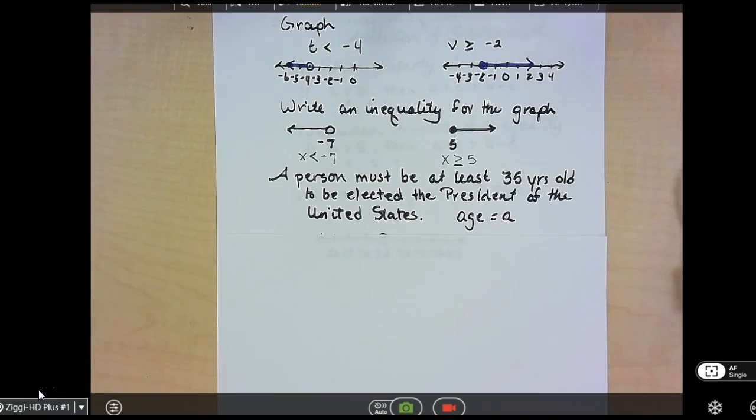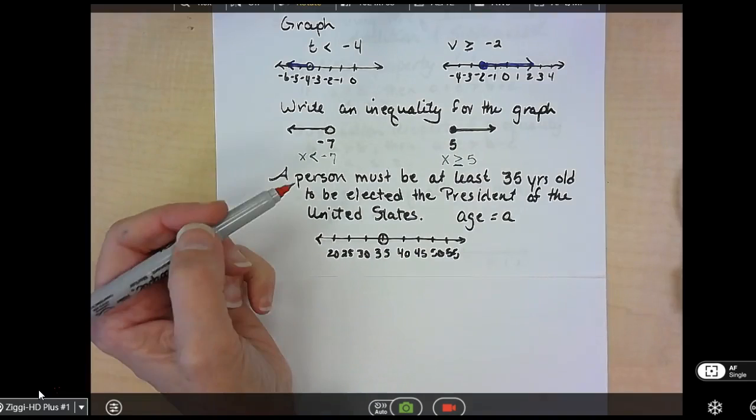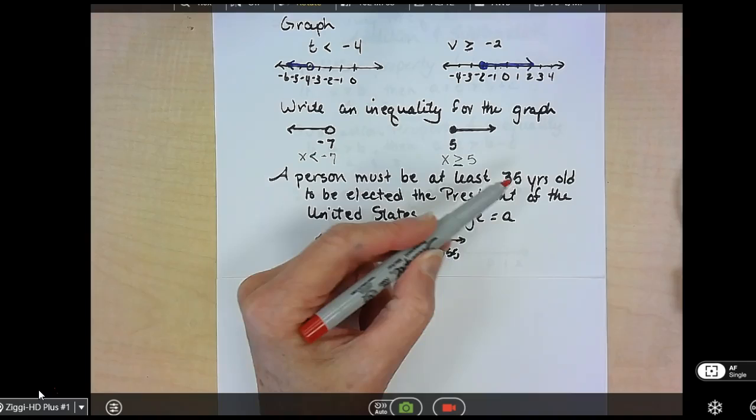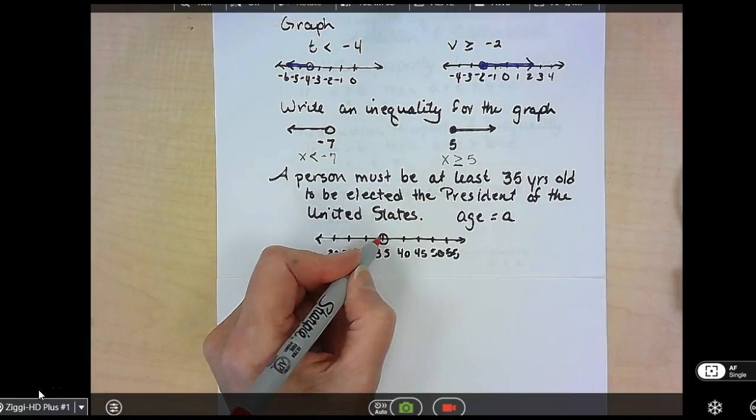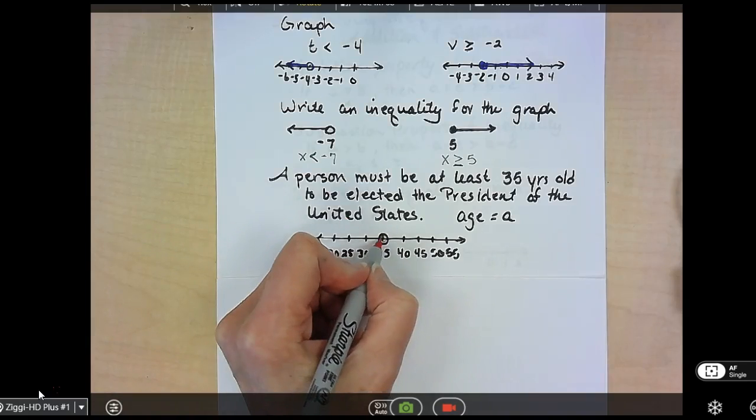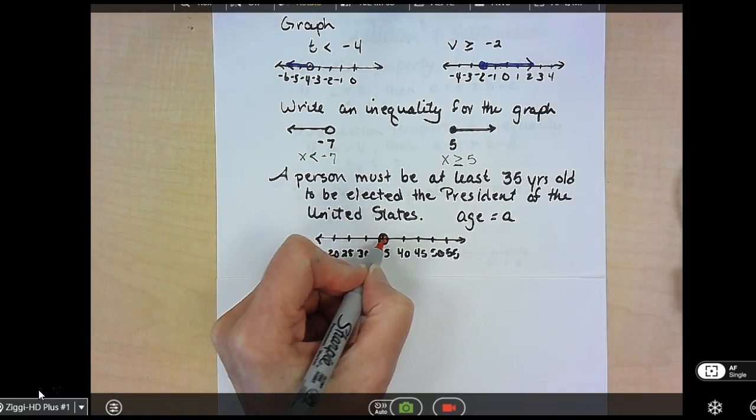Last but not least is a story problem. And with a story problem, a person must be at least 35 years old to be elected the President of the United States of America. Our age is going to be A. So we need to come up with our equation. So we read we must be at least 35. So our starting point is 35. Could the president be 35? Yep. So we can fill it in.